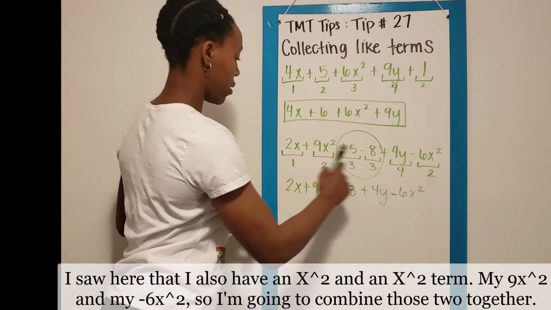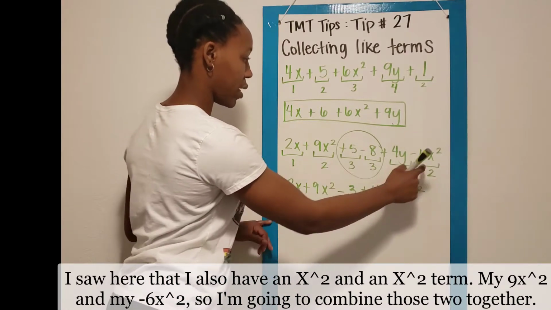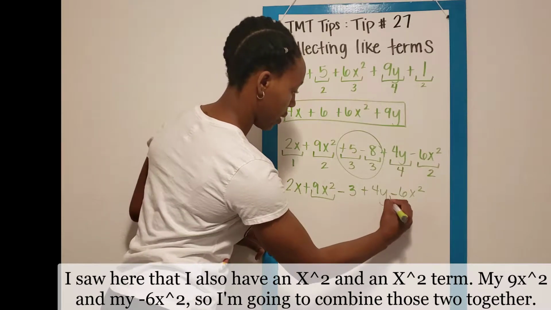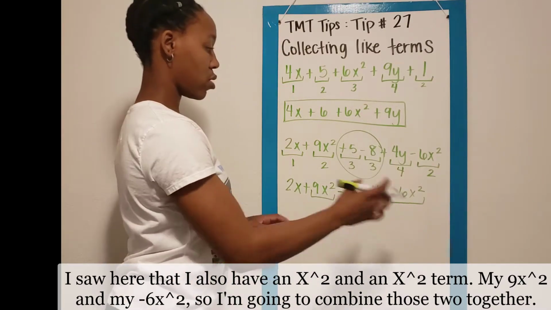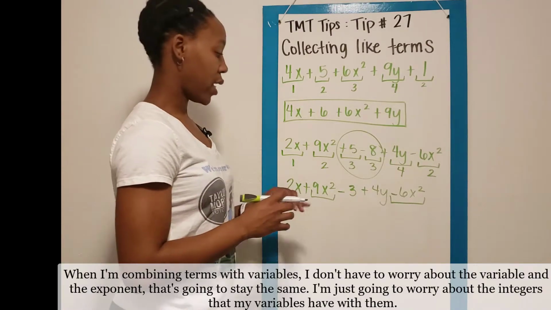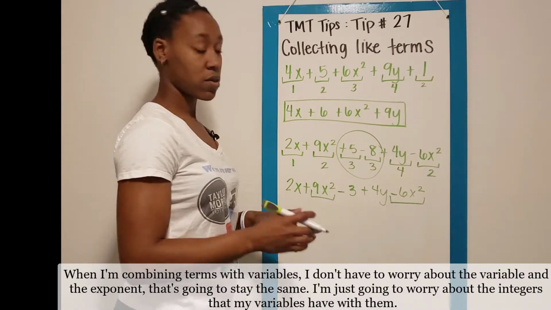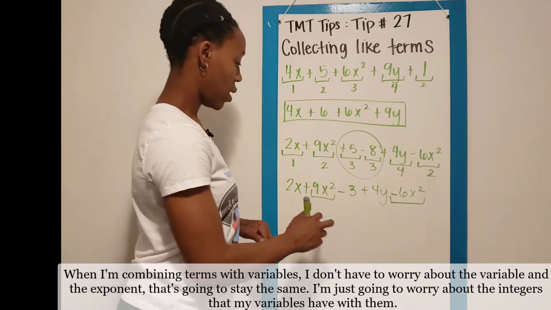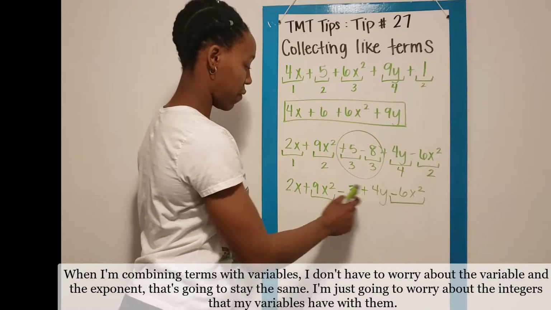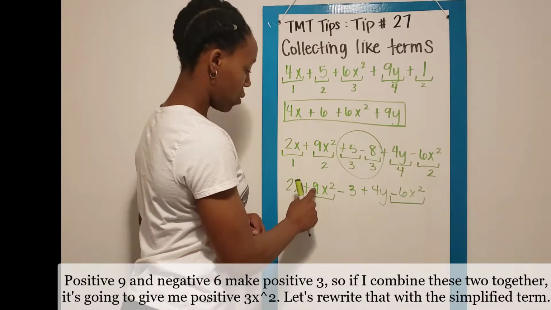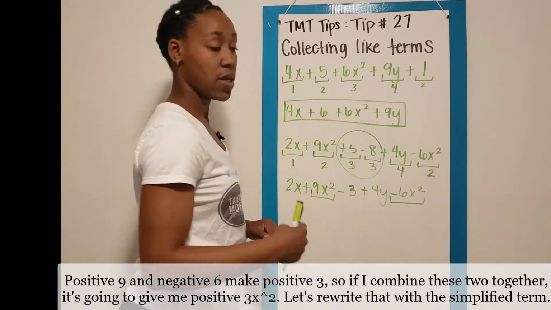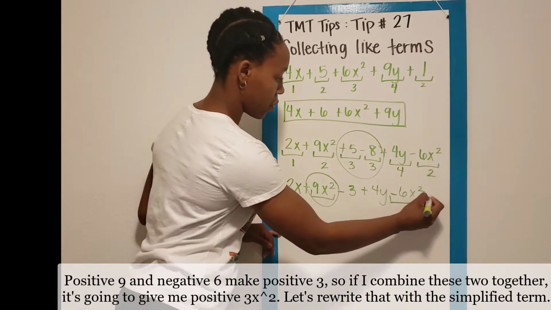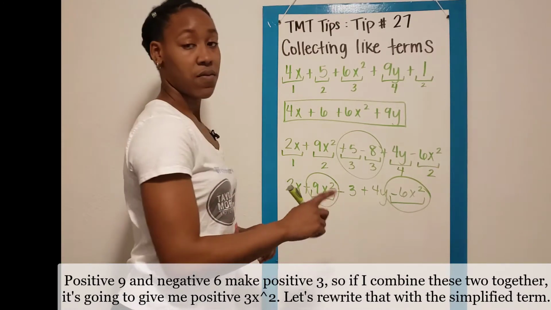So I saw here that I also have an x squared and an x squared term, my 9x squared and my negative 6x squared. So I'm going to combine those 2 together. Now, when I'm combining terms with variables, I don't have to worry about the variable and the exponent. That's going to stay the same. I'm just going to worry about the integers that my variables have with them. So positive 9 and negative 6 make positive 3. So if I combine these 2 together, it's going to give me positive 3x squared.